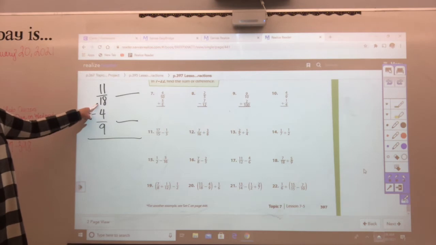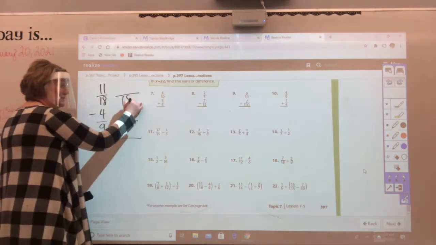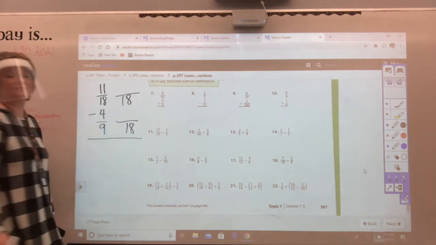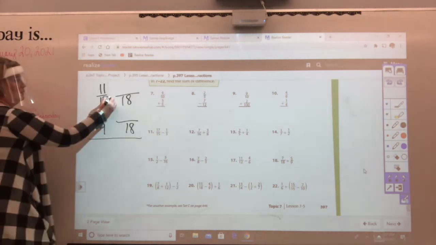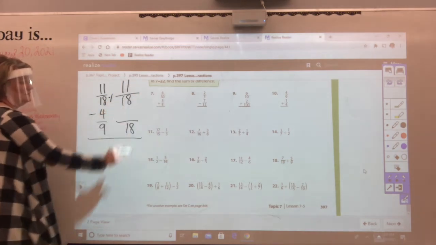Get your pencil on 18. Lainey, is 9 times anything ever going to get you 18? Oh dear, you should know this. Class, is 9 times anything going to get you 18? Yeah, 9 times 2 is 18. Gosh, you've got to know these. Multiply times 1 in the middle. And 11 times 1 is 11.